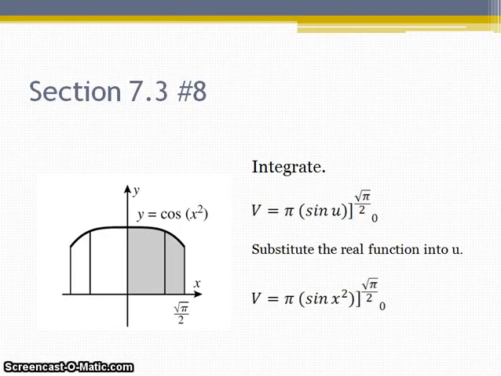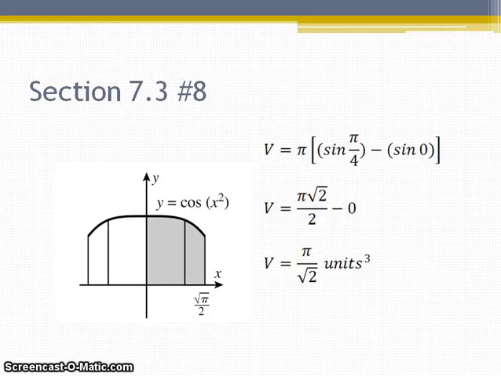Then you integrate. So you get volume equals pi times sine u from 0 to square root of pi over 2. And then you have to substitute the real function, which is x squared, back into u. So volume equals pi times sine x squared from 0 to square root of pi over 2. So volume equals pi times sine pi over 4 minus sine 0.